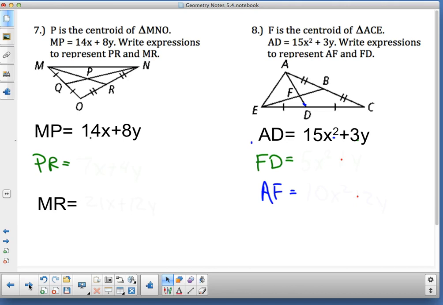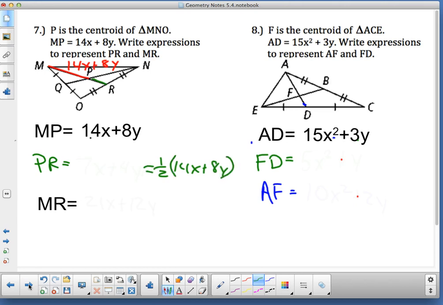Okay? When we were talking about our MP, MP is 14x plus 8y. I want to know what PR is. PR is related to MP because PR is half as big as MP. Does that make sense? So if I took half of MP, half of 14x plus 8y equals PR, right? Does that make sense?